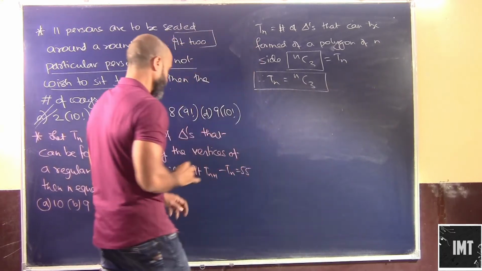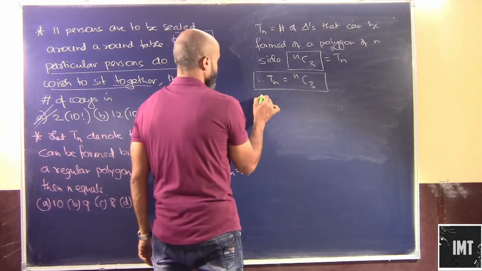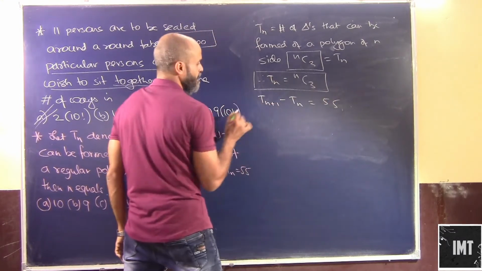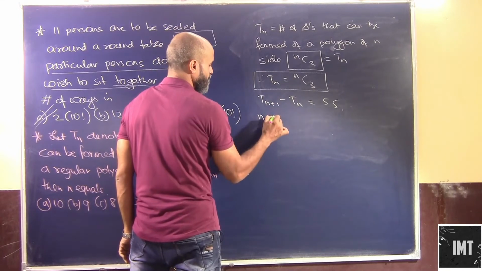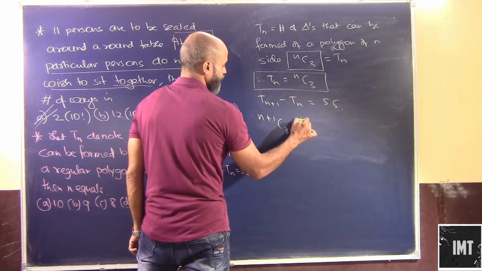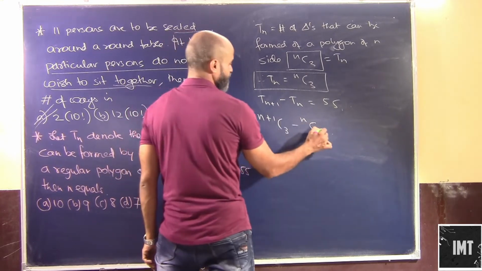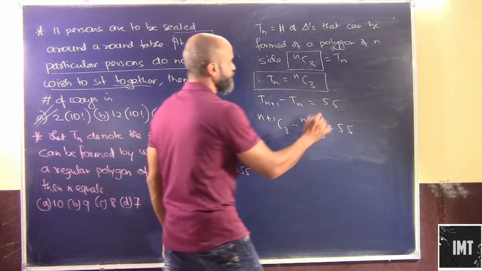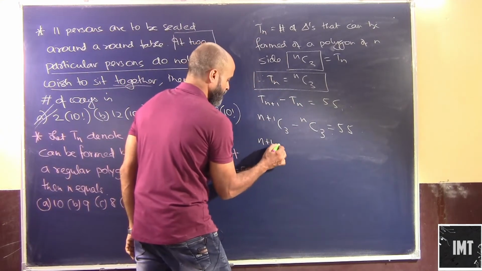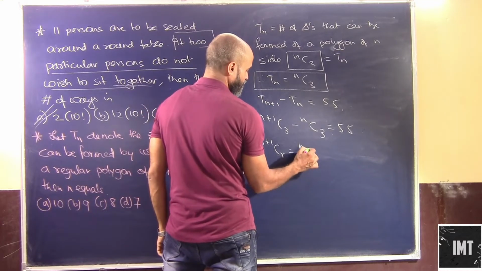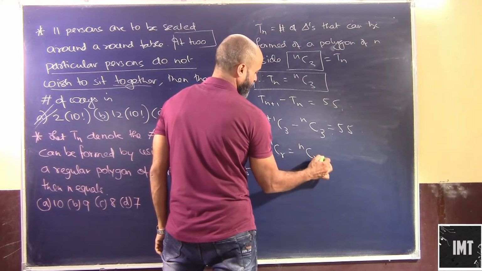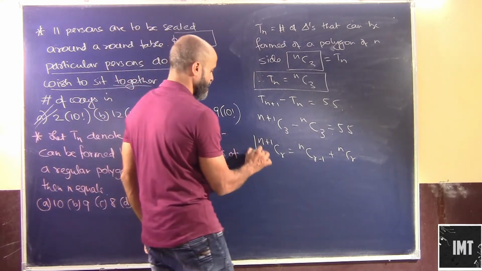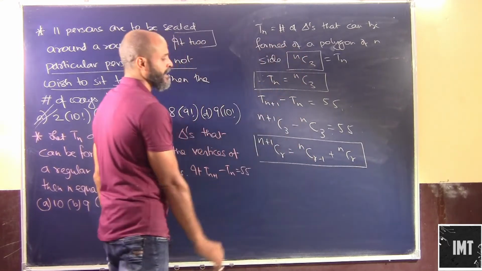Now here we have Tn plus 1 minus Tn. So Tn plus 1 minus Tn is equal to 55. So in place of Tn plus 1 we can write n plus 1 c3 minus nc3 is equal to 55, right? Now we know that n plus 1 cr is equal to n cr minus 1 plus n cr. We have already proved this, right? n plus 1 cr can be written as ncr minus 1 plus ncr.